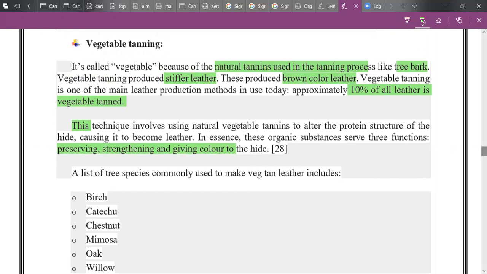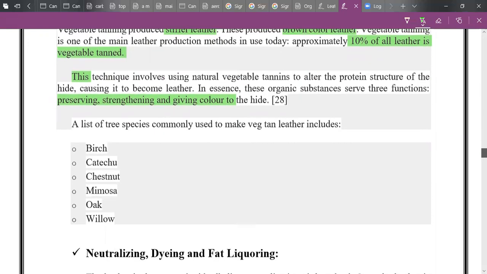A list of tree species commonly used to make vegetable tanning include beech, catechu, chestnut, mimosa, or willow. So when we compare the vegetable tanning with chrome tanning, then we see that the vegetable tanning is an expensive tanning, but chrome is a cheap tanning. But vegetable tanning is eco-friendly and has no harmful effects on environment, but chrome tanning has a harmful effect on environment.